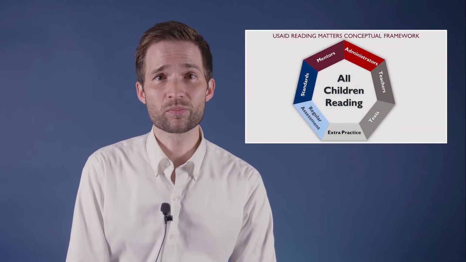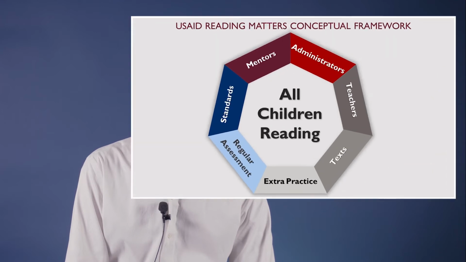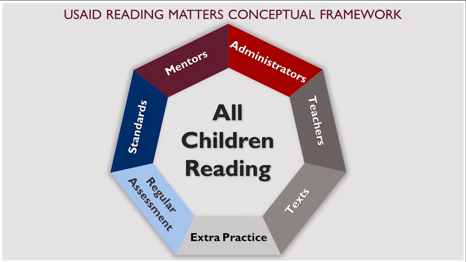So, building upon the successes of previous frameworks and learning from the evidence, our team developed the USAID Reading Matters framework. The Reading Matters framework presents the components of the ideal system that evidence shows are critical to supporting reading acquisition for all children. MATTERS is an acronym that stands for the critical components identified by the evidence to get all children reading: mentors, administrators, teachers, texts, extra practice, regular assessment, and standards.